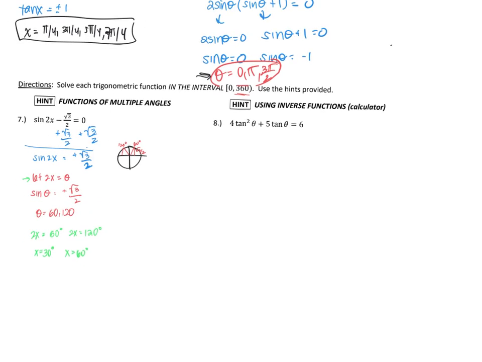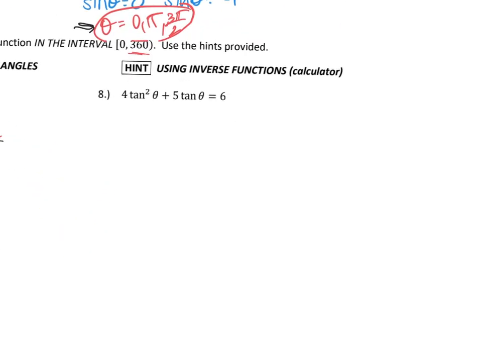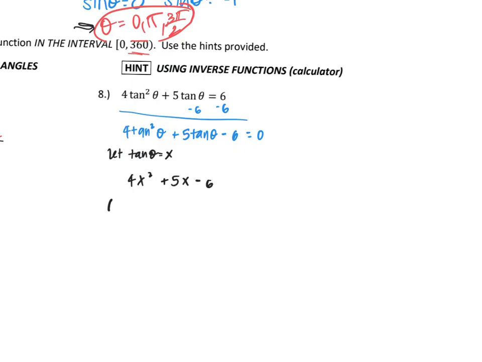Okay? And then the last strategy for this section is using inverse functions. So I am first going to get everything on one side because it looks like we have a tangent squared, and then a tangent, and then a constant. So that means we might be able to factor. So let's try it. This is one of those times where you can make it into an Algebra 1 problem if you just say, okay, for right now, let tangent theta equal x, and then we can make this equation look like this, which is a little bit more doable.